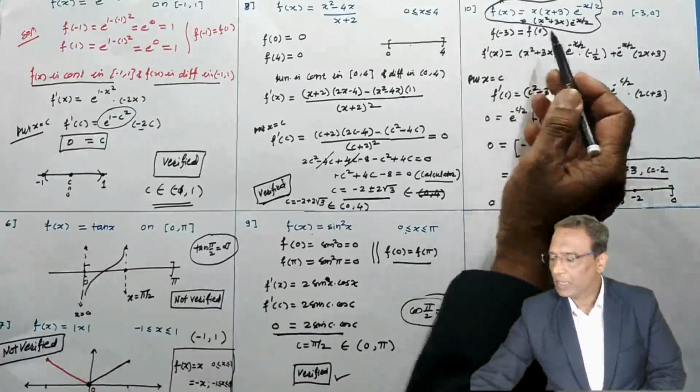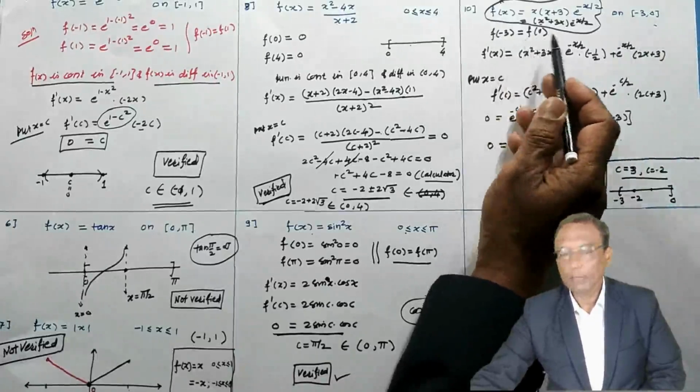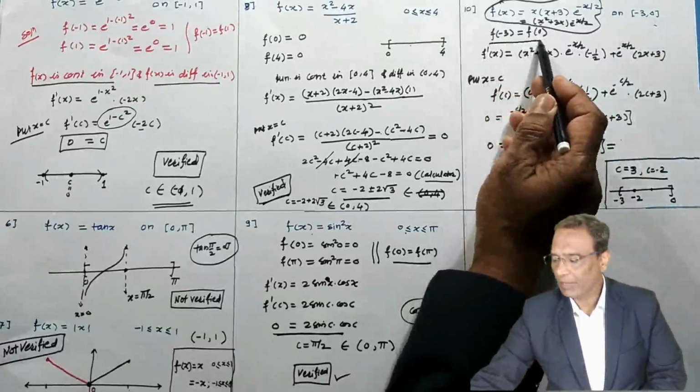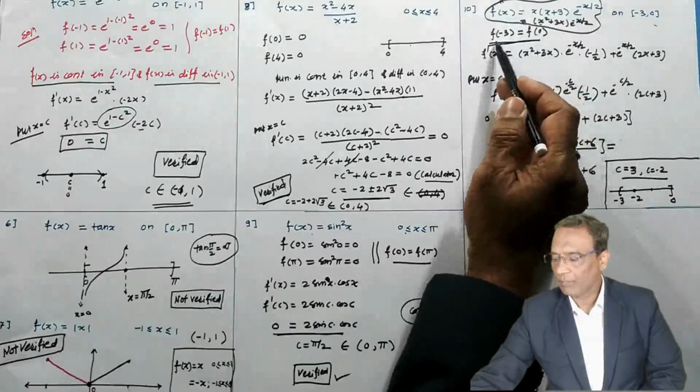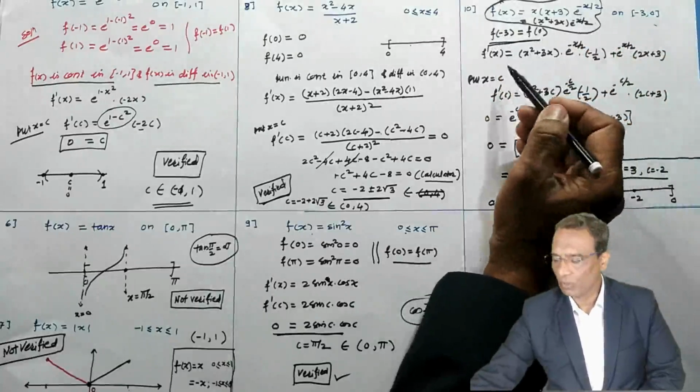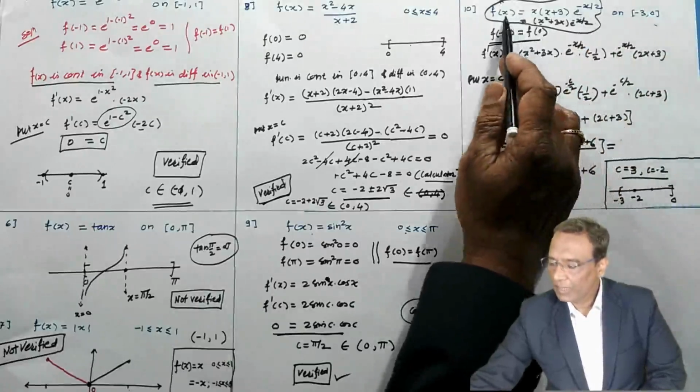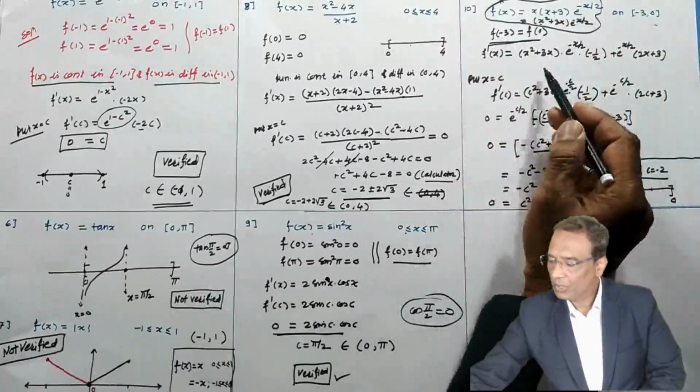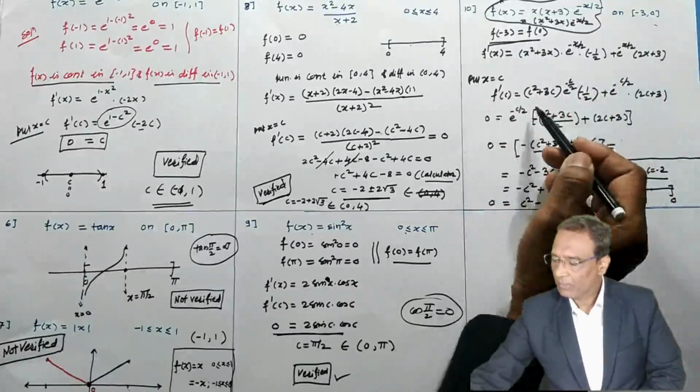The f of minus 3 equal to f of 0. These two are the same. You can check it. I leave it up to you. You can check whether my f of minus 3 and f of 0 is 0 or not, same or not. Now take the derivative of this. Use the product rule here, the u into v rule. Put x equal to c.